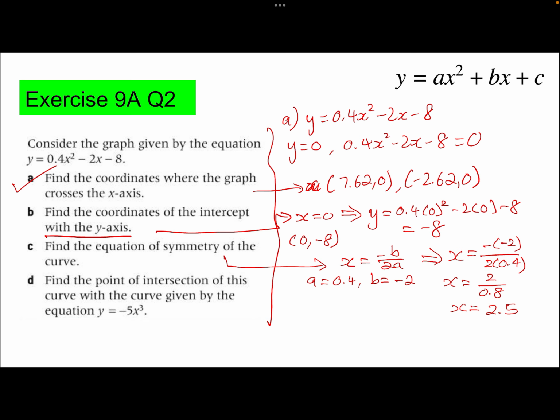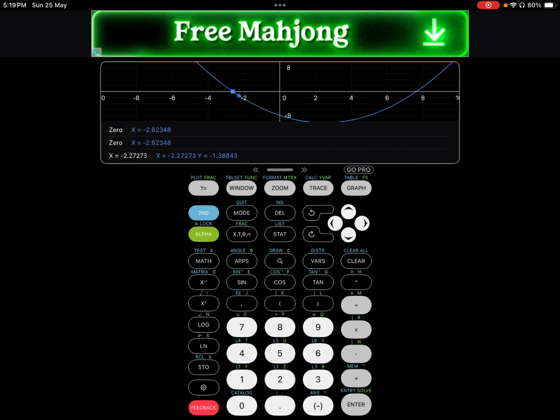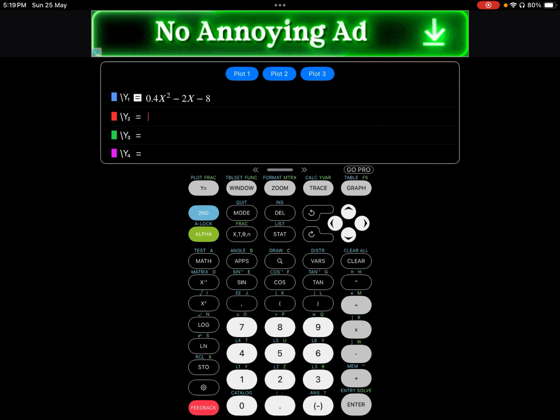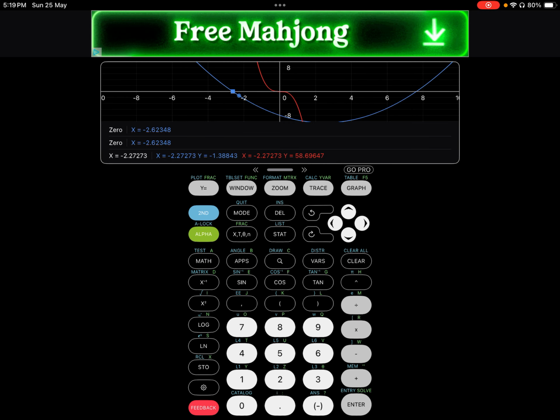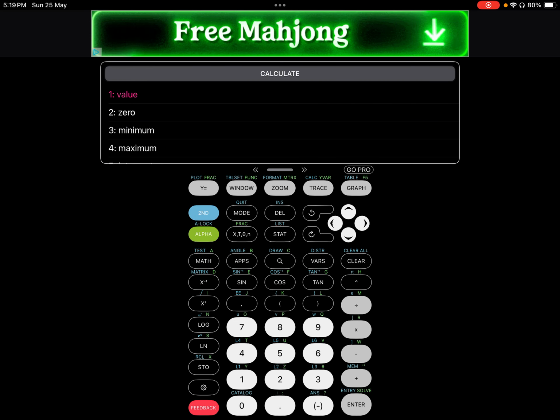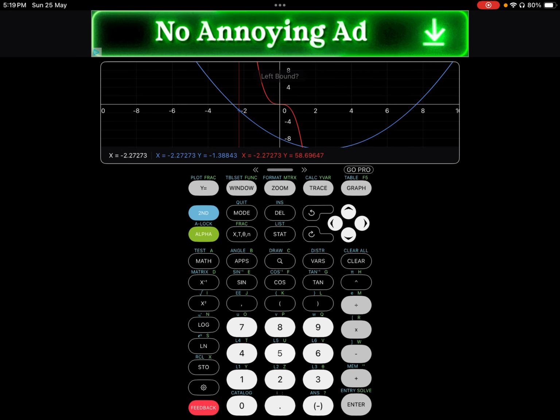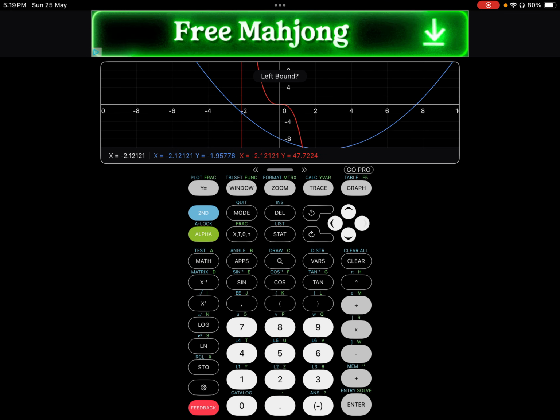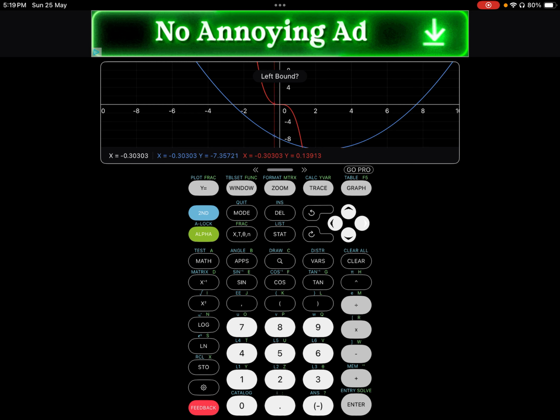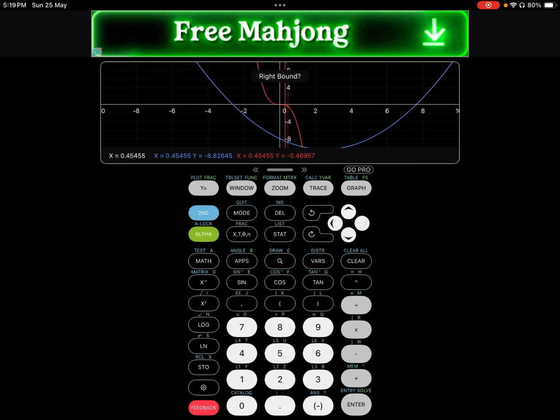Okay, and finally, it says find the point of intersection of this curve with the curve given by y equals -5x cubed. Again, we're going to use the calculator to get this done. So I'm going to put in another equation, -5x cubed, and graph it. Alright, there seems to be one intersection over there, so I'll go to second trace and choose option 5. I'll get really close to this, and I'll move right.